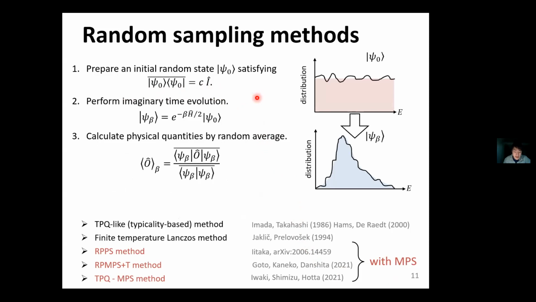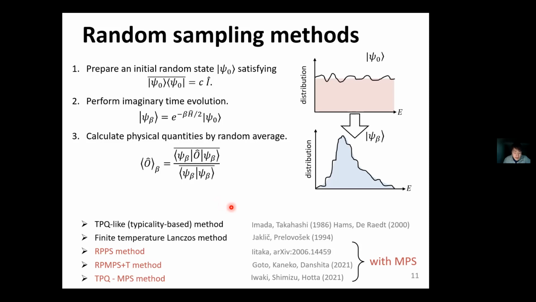We perform imaginary time evolution on psi 0 and construct psi beta at finite temperature, like this figure, which is expected to follow the Boltzmann energy distribution. Finally, we calculate physical quantities by averaging their expectation values. In the simulation, the random average is replaced by a sample average. And this procedure is closely related to the efficiency of the method.